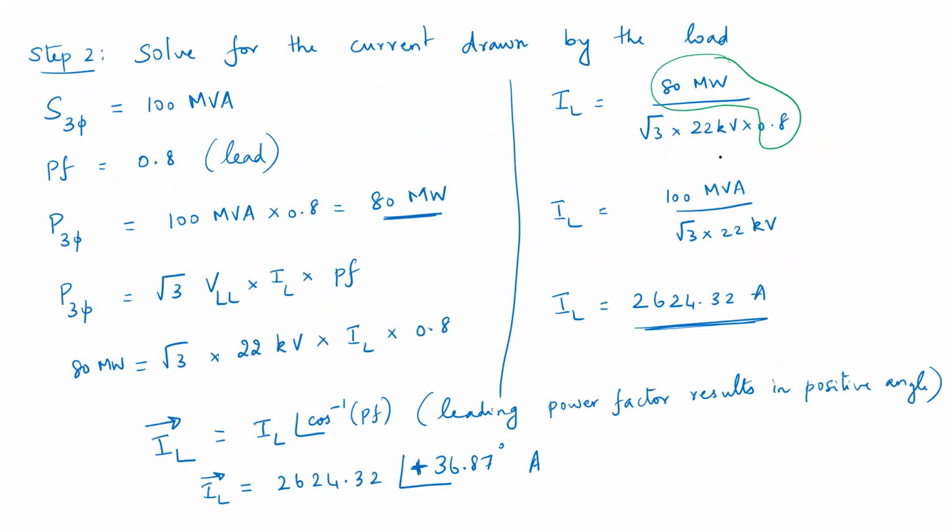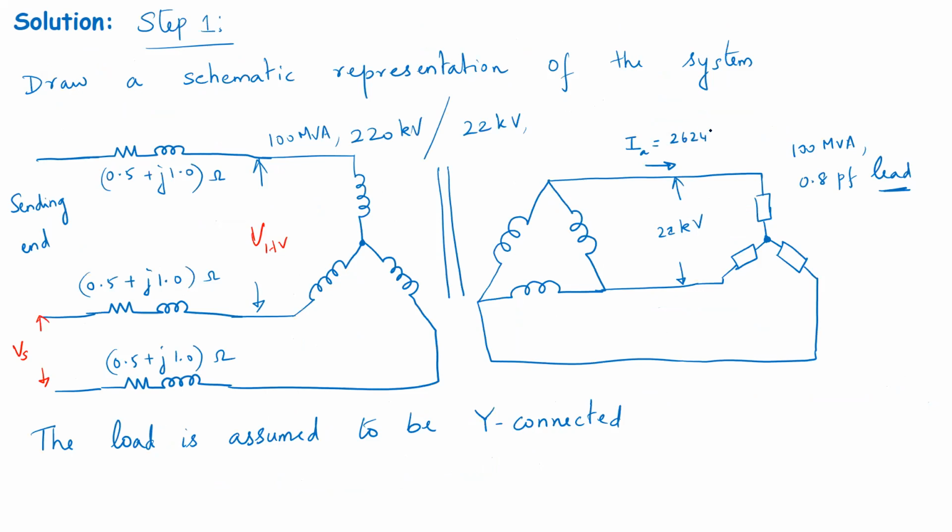2624 approximately at an angle of plus 36.87 degrees. Okay. IB will be the same magnitude, but the angle will be displaced by negative 120 degrees with respect to 36.87. IC will be the same magnitude, but the angle will be displaced by another, or plus, 120 degrees from this angle. Okay, so you need to remember that.